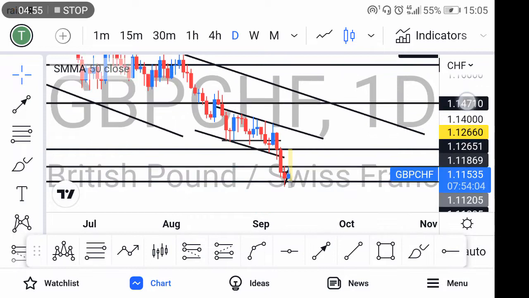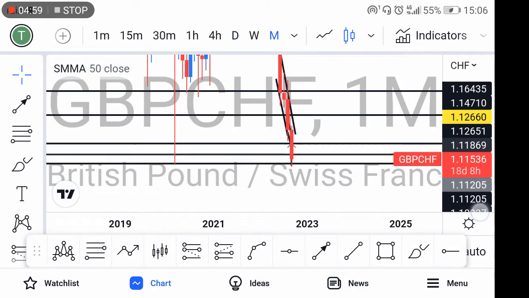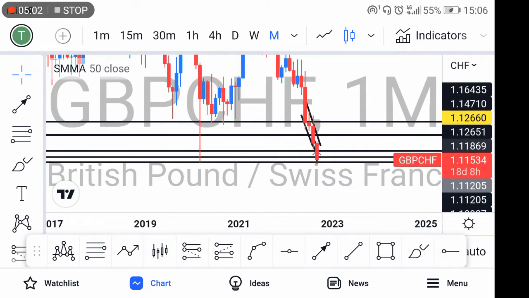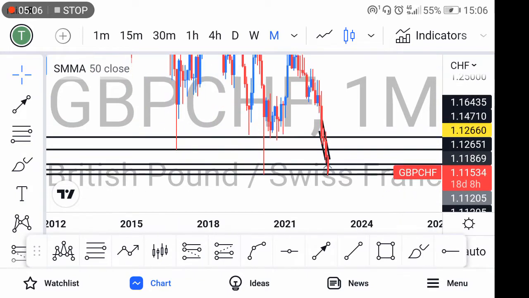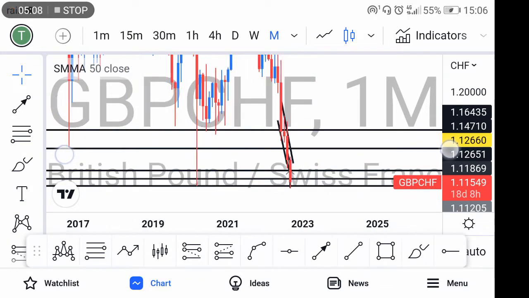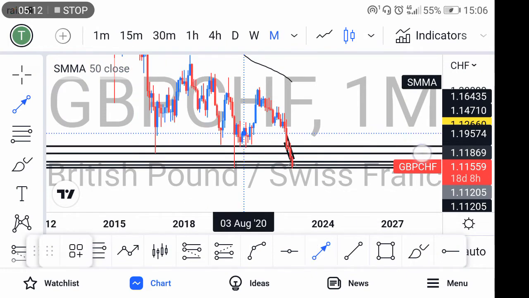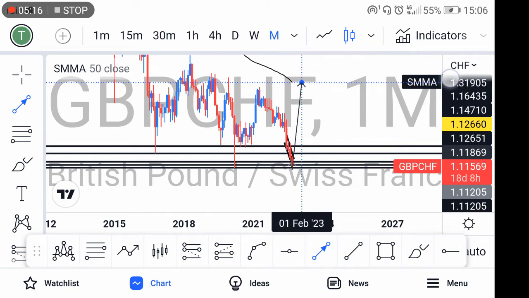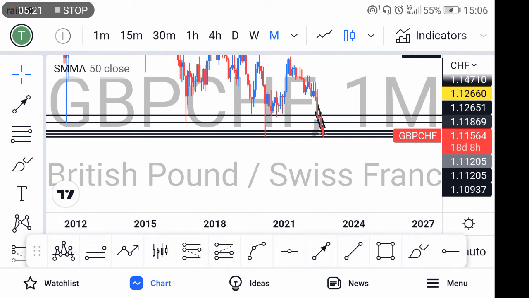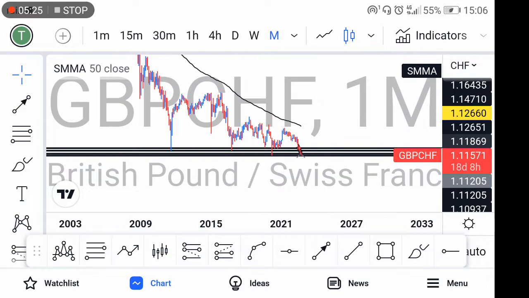GBP CHF, if you can check on the monthly, it reached the lowest low, guys. So I'm expecting maybe it might push higher, at least to this level. But if it breaks, then it will go further down. But it has reached the lowest low.